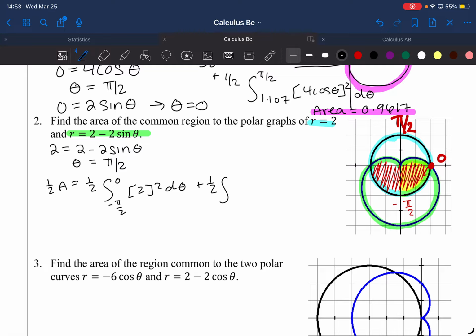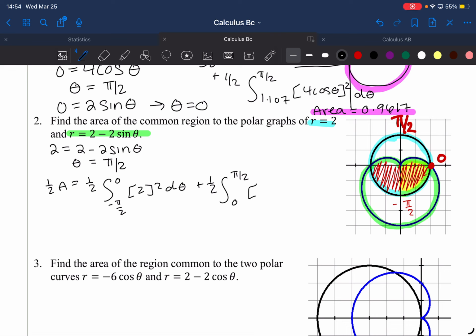Plus 1/2 integral, and I'm always going to start where I ended. So I ended at 0, and then I'm going to go up to the positive pi halves. Okay, and notice now that I'm at the top. So I started here, and I'm going now to positive pi halves. Now the green function, the 2 minus 2 sine of theta, is on top of the shaded area. So that's what I'm using next.